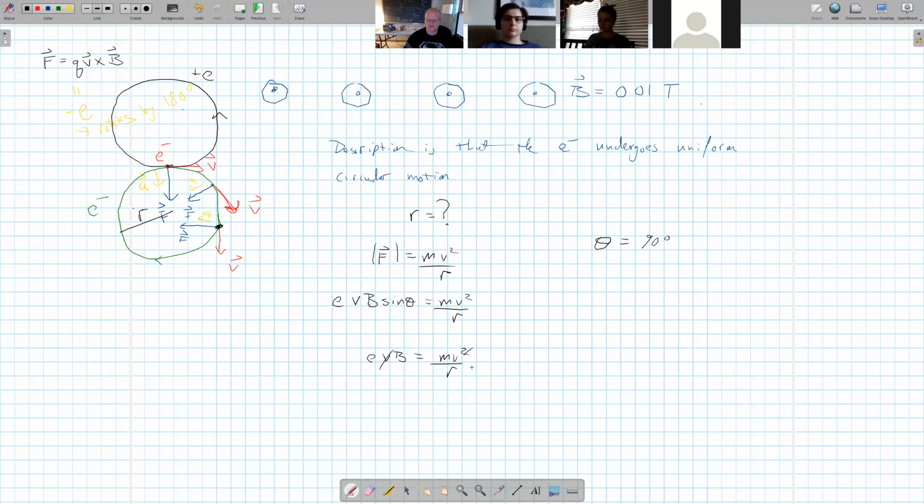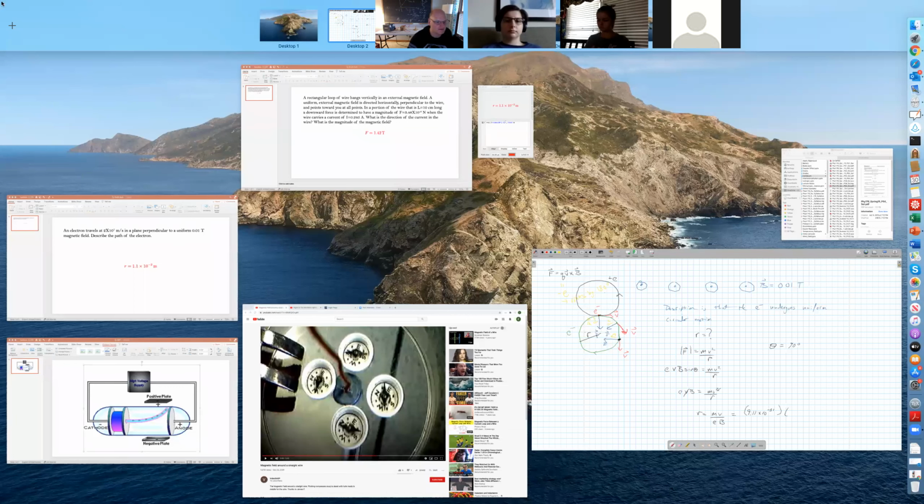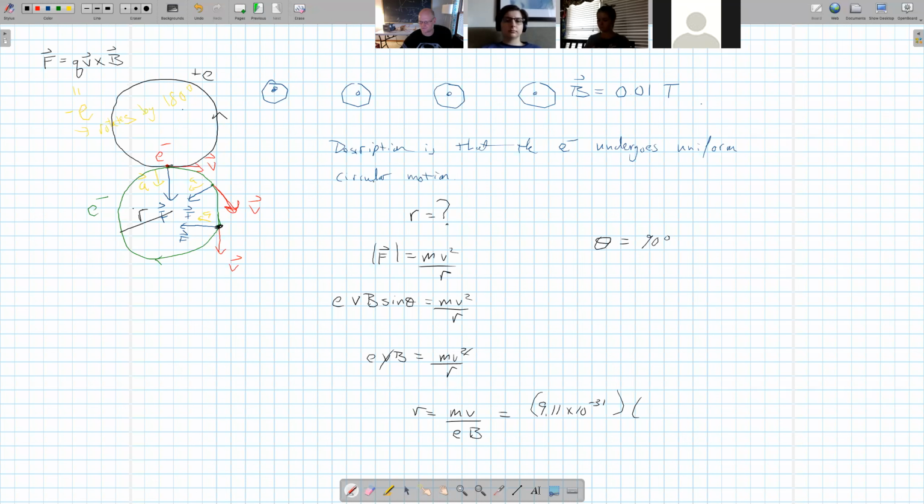So this v is the same as this one, so we can cancel that out. So finally we can solve for r. So this tells me that r is gonna be equal to the mass times the velocity divided by the charge times the external magnetic field. This is an electron, so this is 9.11 times 10 to the minus 31 times the velocity, which was 2 times 10 to the 7th, divided by the charge, which is 1.6 times 10 to the minus 19, times the external magnetic field, which is 0.01 Tesla.